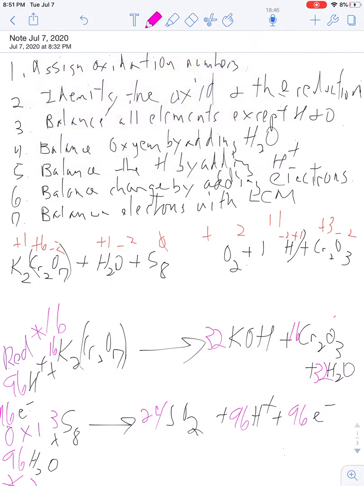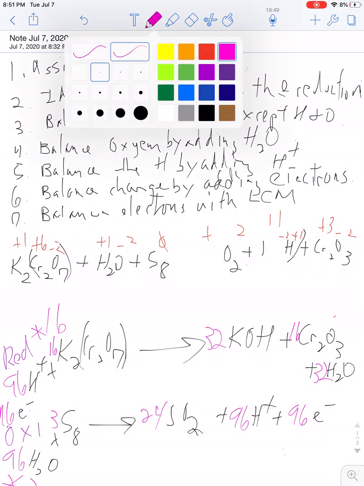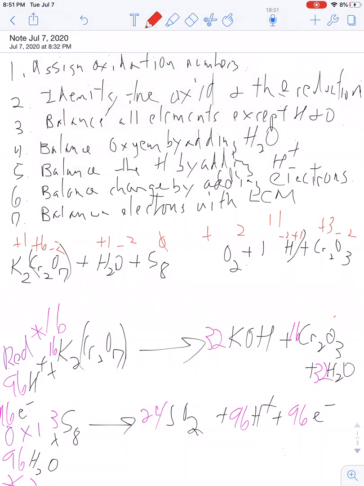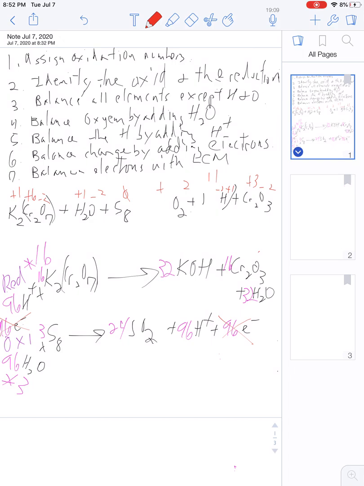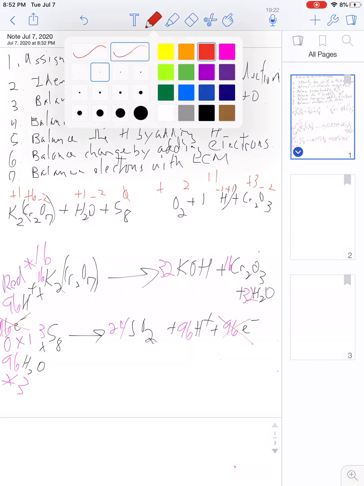Okay, the number of electrons must cancel each other. The number of electrons must be on opposite sides. So this 96 over here and this 96 over here cancel. And so now all we have to do is add these two reactions together. I'm going to see if this works. Okay, so let's add these reactions together.